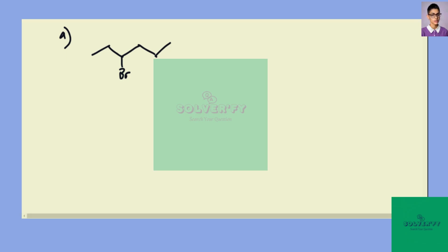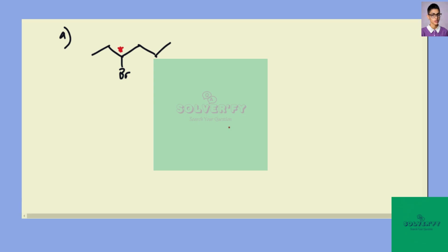And the answer to that is yes, and we can tell that it is because this carbon right here is going to be optically active. And we know that because it's bonded to a bromine, a hydrogen, an ethyl, and a propyl. Because of that, it's got 4 distinct groups and it has a chiral center.